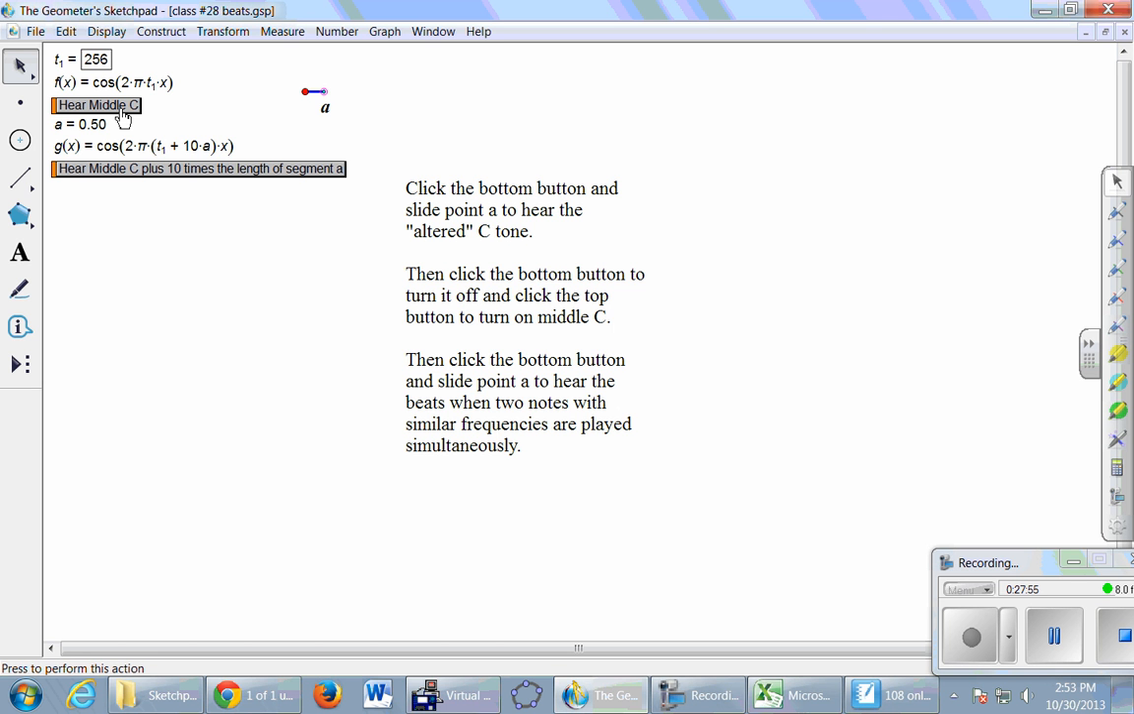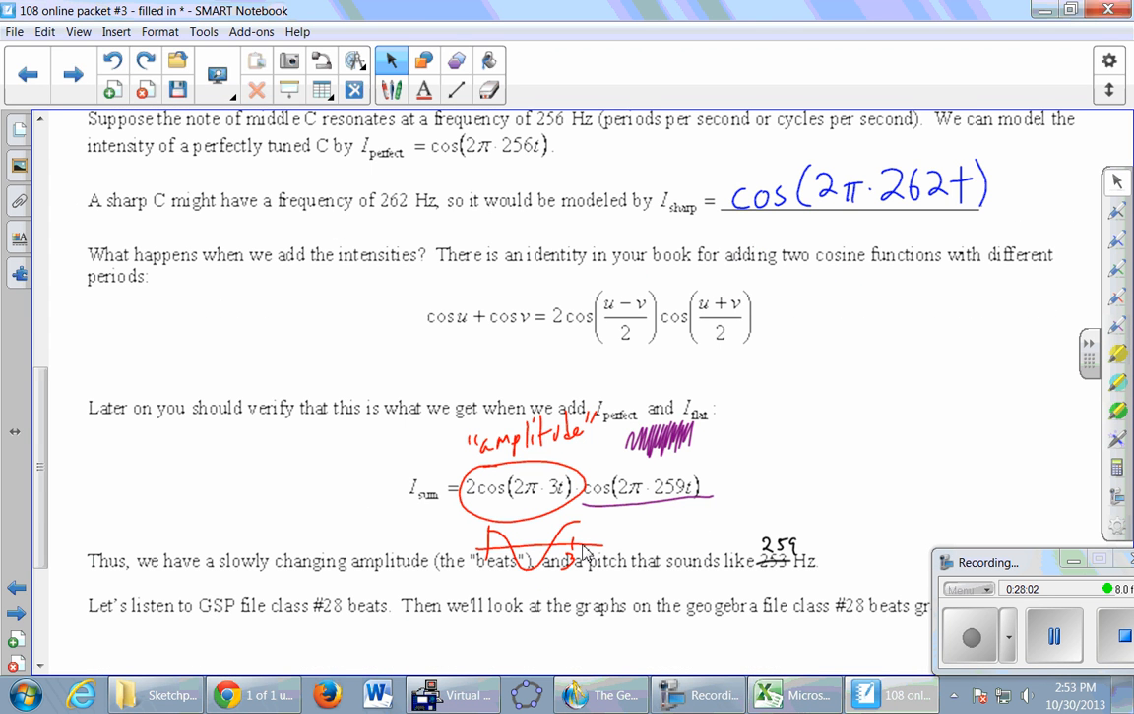So that right there that we heard were the beats. We heard a slowly oscillating amplitude. That was this thing right here in the front. And then this really wild oscillation, which sounded an awful lot like middle C, turned out to be something a little higher than middle C. But again, there was no funny business there.